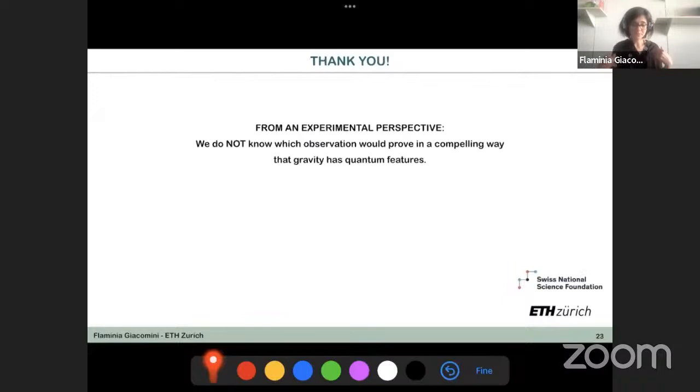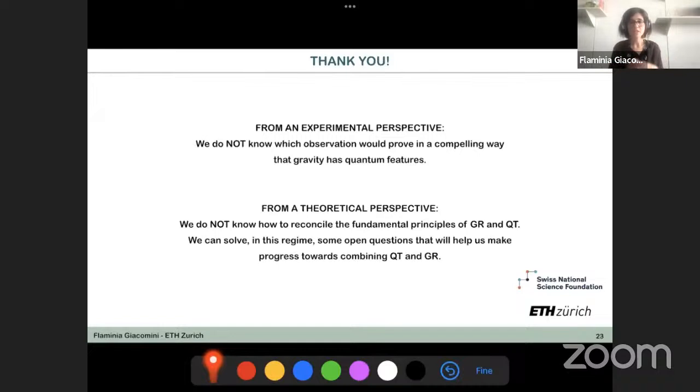So to wrap up, this regime and this type of thought experiments and quantum reference frames are helpful for me from an experimental perspective because we do not know which observation would prove in a compelling way that gravity has quantum features. From a theoretical perspective, general relativity and quantum theory stand on very different conceptual frameworks, and we do not know how to reconcile them. And in this regime, we can solve open questions that will help us to make progress towards combining quantum theory and general relativity. And with this, I would like to thank you for your attention, and I'm happy to take questions.